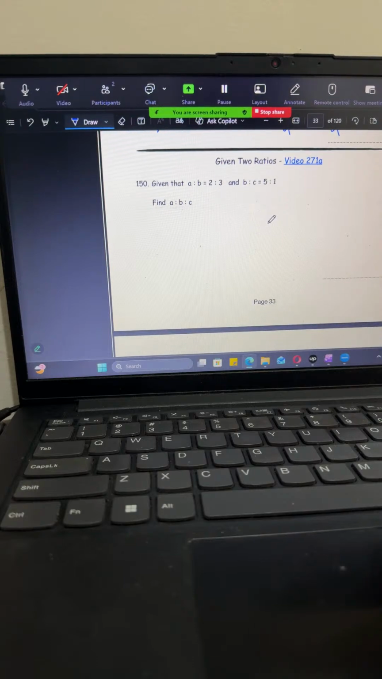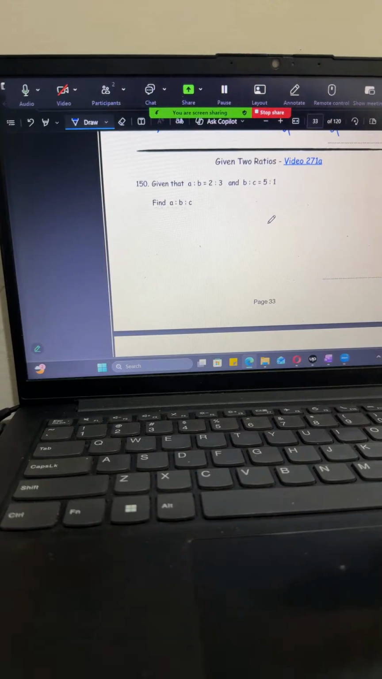This one seems interesting. The ratio of A to B is 2 to 3 and B to C is 5 to 1. Find A to B to C. So A to B is 2 to 3 and B to C is 5 to 1, and you have to find A. Any idea how to find A to B to C? I don't know how to. Okay, give me a second, please.